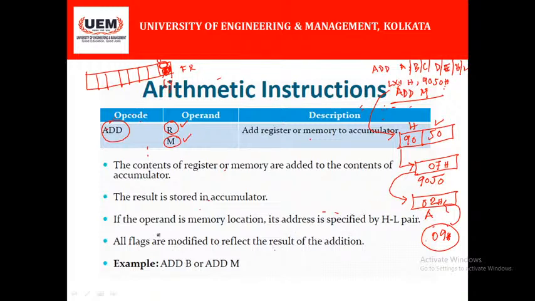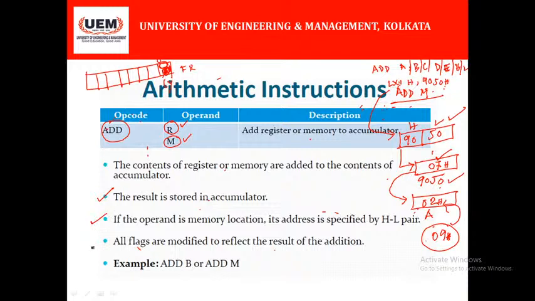So after the addition operation, the sum of the addition is stored in the accumulator register. If the operand is in a memory location, for example in this case our operand 07, it is stored in memory location 9050, then this address 9050 should be specified by the HL register pair.